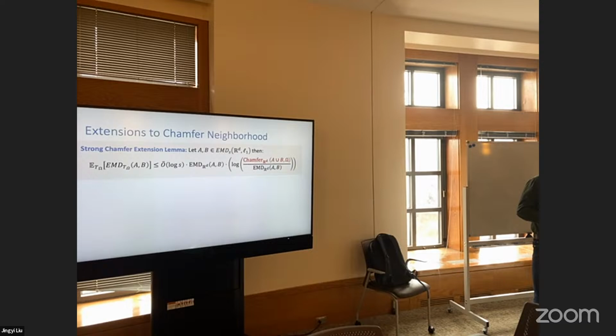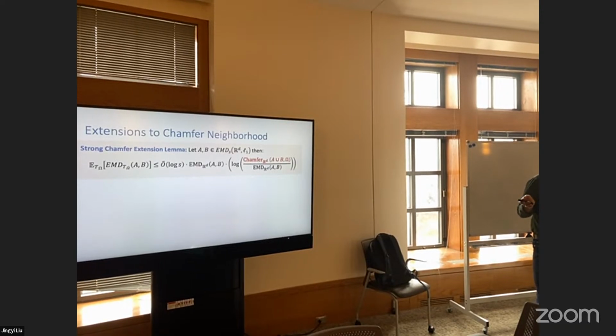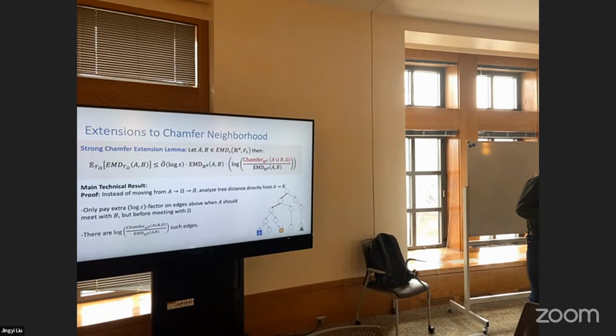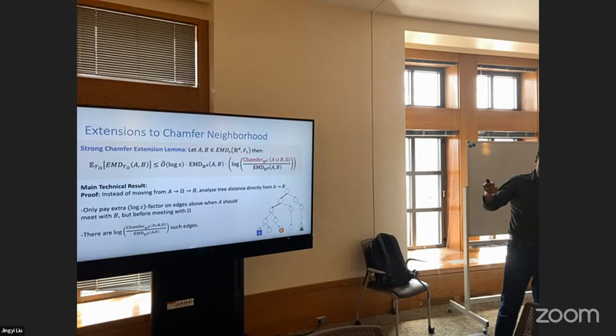And I don't really have much time to go into detail about this, but I'll give a high level, and I hope coherent, overview of what's going on here. So when we proved this weak chamfer neighborhood lemma, it was kind of a silly way of doing things. We moved the points A and B to the sample, and then we matched them in the sample. But if the sample is further than the points are together, obviously you're paying triangle inequality. You're not going to get a good result here. So instead, what we're going to do is think about matching the points in A directly to the points in B.